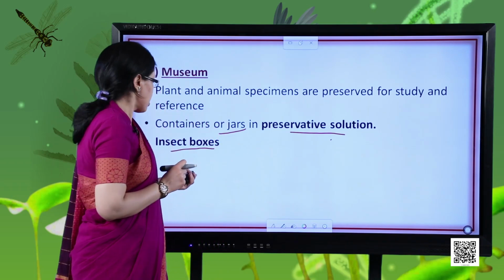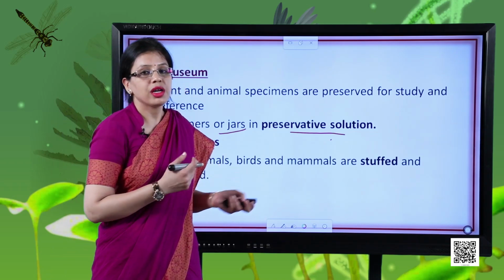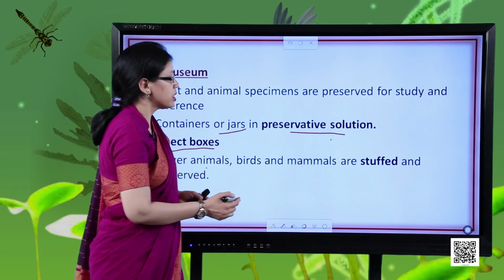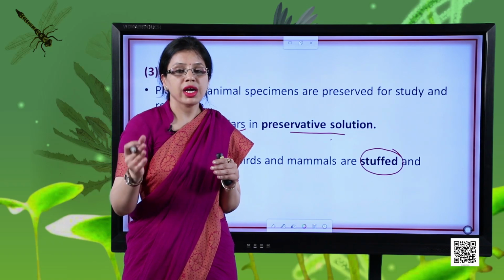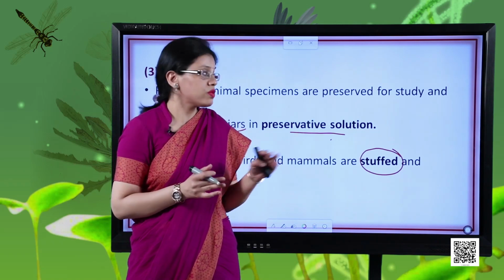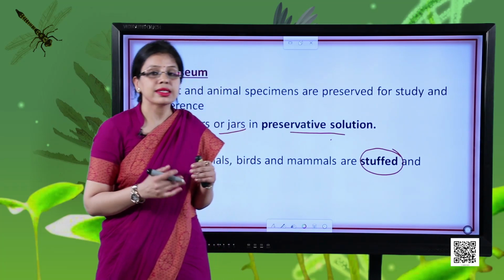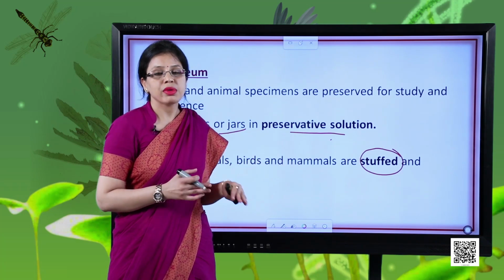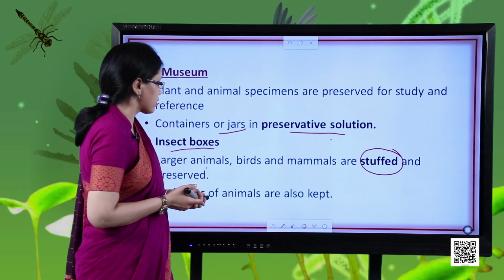Okay. Then we have the third method, which was used earlier, but nowadays we are not using it much, and that method is that larger animals, birds and animals, can be stuffed. Stuffing means that we are trying to preserve the skin of the animal, all the internal parts are removed, and we are stuffing the skin with some material so that it retains its lifelike state. This method was used earlier for display as well as educational purposes, but nowadays we are not using it much.